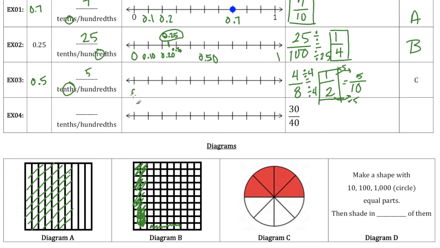5/10. Label my 0 and whole. And remember, this middle is 5/10. So literally, that's all I have to do and put a dot there. Reminds me, I forgot to put a dot here.